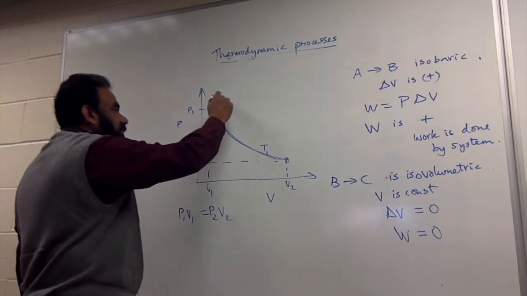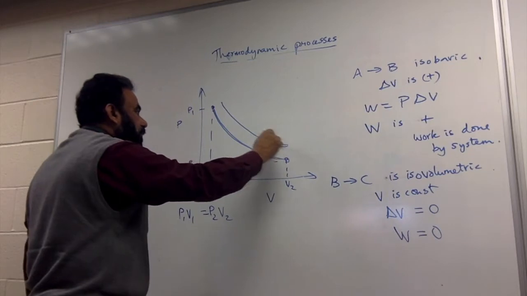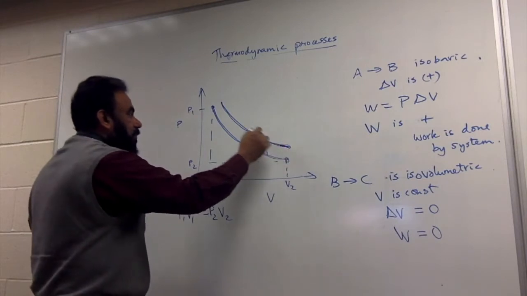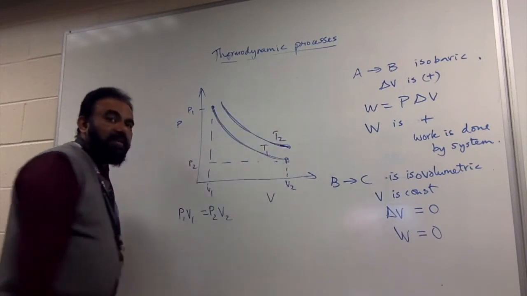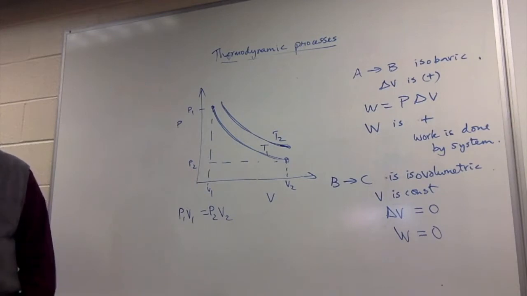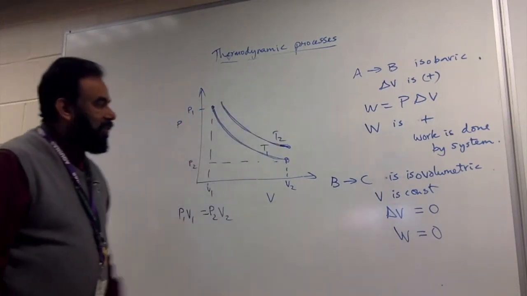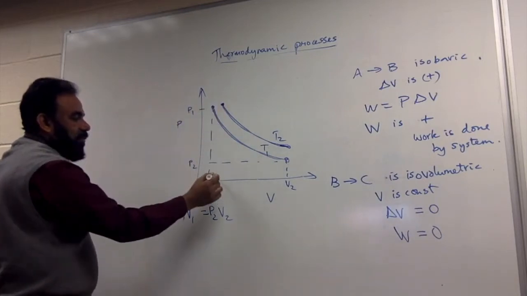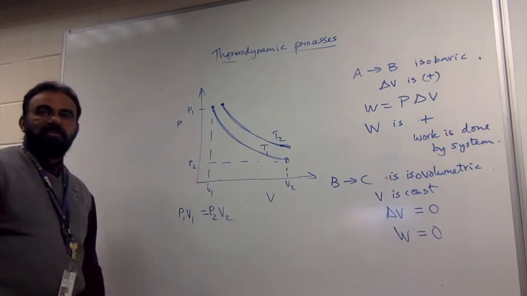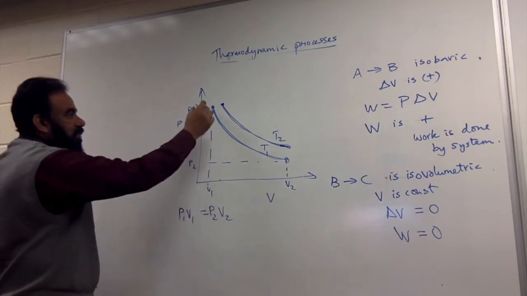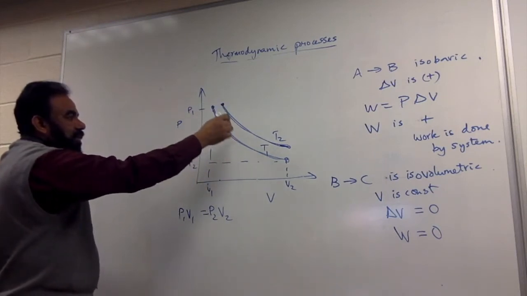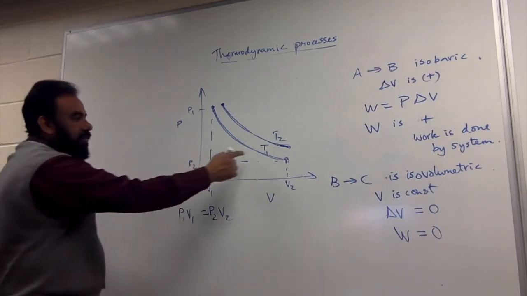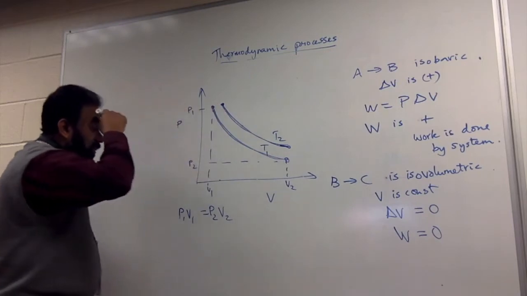Now what is this line? That's a different isothermal. That's also isothermal, but at a higher temperature. So as the isothermals go this way, the temperature, because you can see this, at the same pressure, now the volume has changed, which obviously means temperature has increased. So this is a different temperature, T2. So this and this, these are called isothermals.